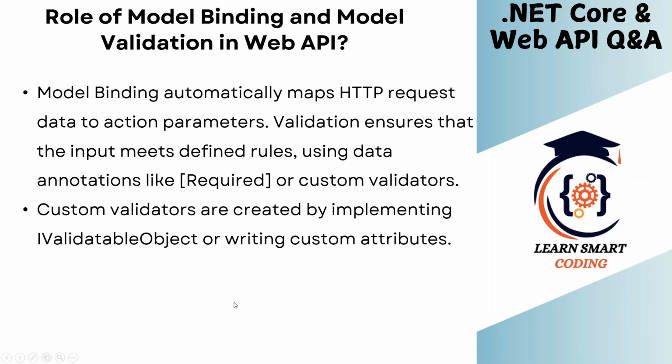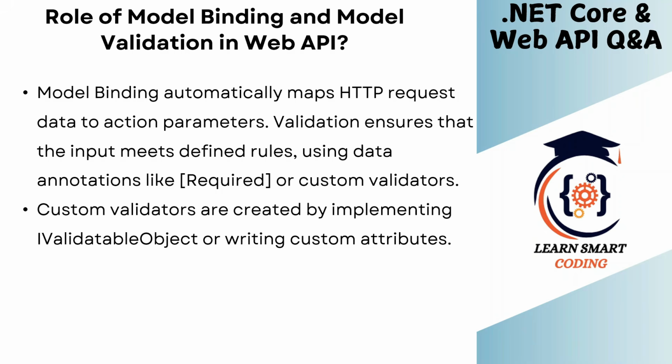Okay, so next thing, model binding. Now the next one is the role of model binding and model validation in web API. So they're asking about how model binding works. The answer is model binding automatically maps the HTTP request data to action parameters. Validation ensures that the input meets the defined rules using data annotations like Required, MaxLength, MinLength, or even custom validators.